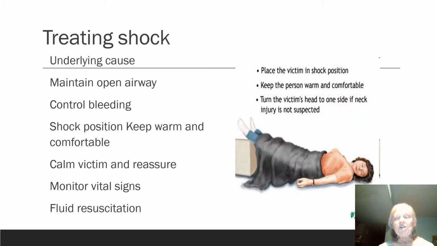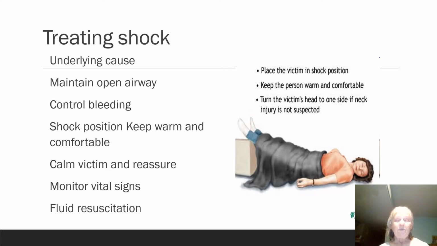So how do we treat shock? Well, first of all, you've got to know what caused it. And if it's something that can be removed, then we can go ahead and take care of it, okay? You always have to check and make sure you have a patent airway. If they're bleeding, let's stop the bleeding. Put them in the shock position. As you can see, this person is lying down with their legs up, so you can move the blood back to the upper portion of the body. Also, their head is turned to the side, okay?